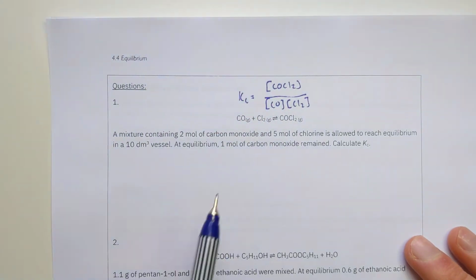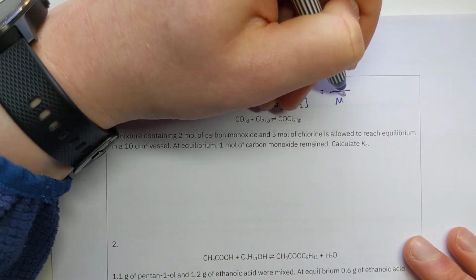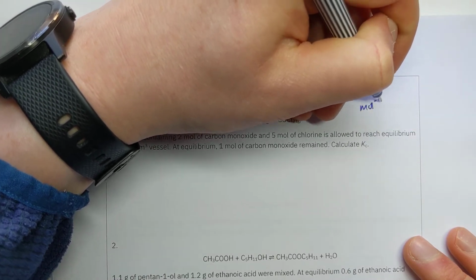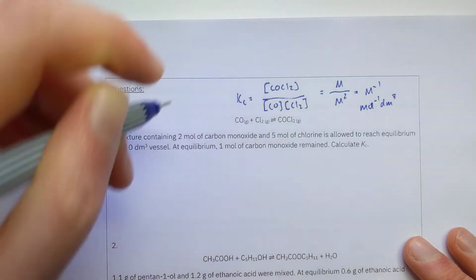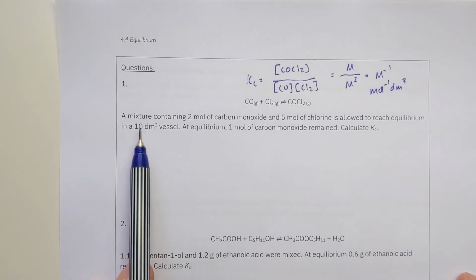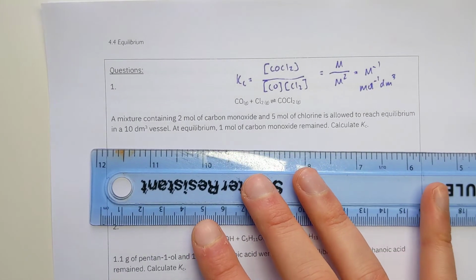Does this have units? Yes, it does, because if I work out the units, it's molarity in the top divided by molarity squared, which is overall molarity to the minus 1. So it's going to be moles to minus 1 decimeters cubed. So I do need to work out an equilibrium concentration. I can't just use moles here. And that's backed up by the fact they've given me a volume in this question. So with that kind of preliminary working out done, let's have a go with it.